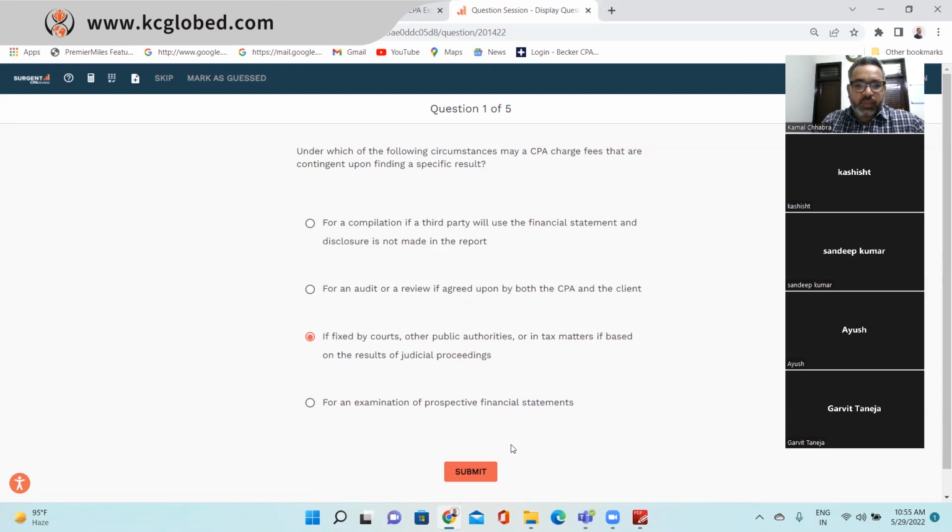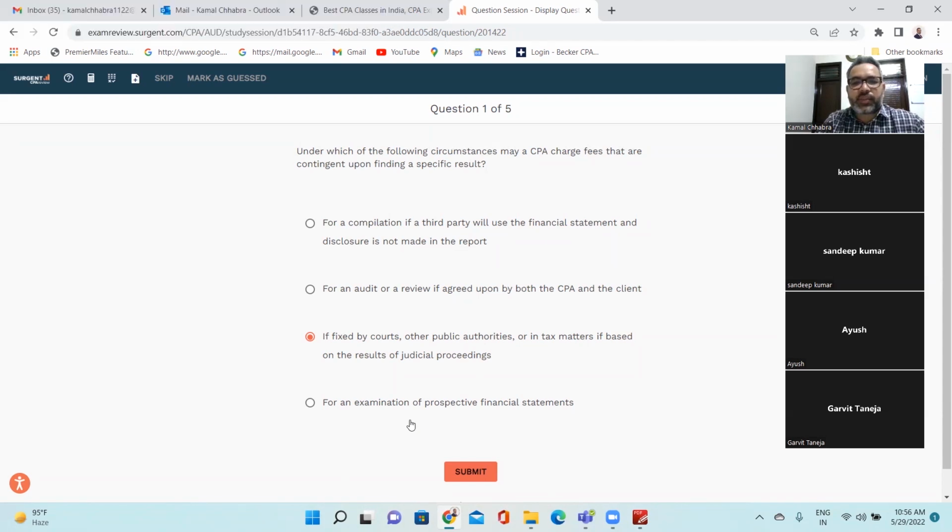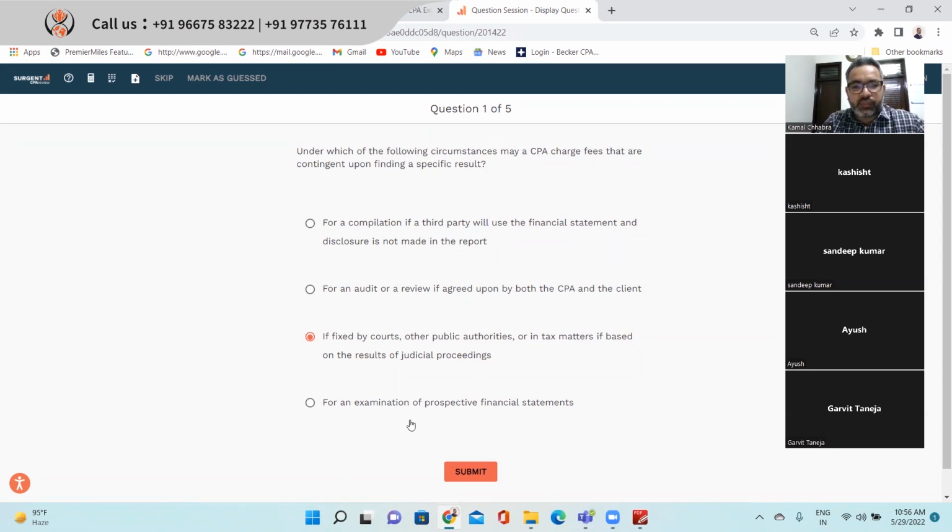What is the call of the question? When can a CPA charge fees for a specific engagement in which the results are dependent upon a contingency? So whether he can charge or not, what can be the exception where he can charge? First, for a compilation, if a third party will use the financial statement and disclosure is not made in the report. Second, for an audit or review, if agreed upon by both the CPA and the client. Third, if fixed by the court, other public authority, and tax matter, if based on the result of the judicial proceeding. And the last one is for an examination of prospective financial statements.